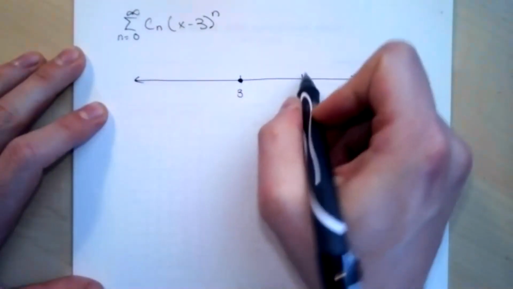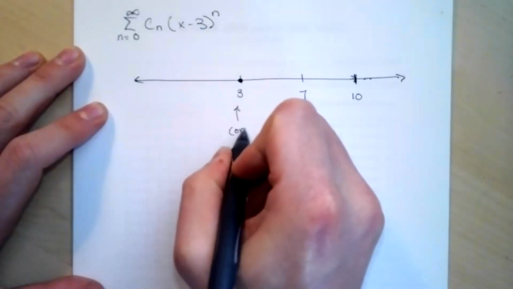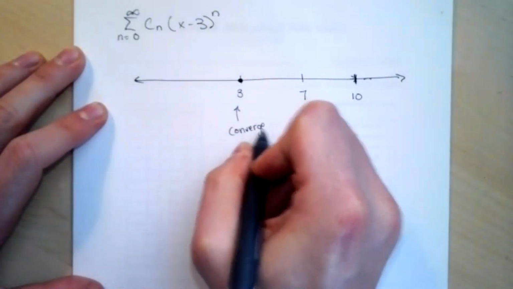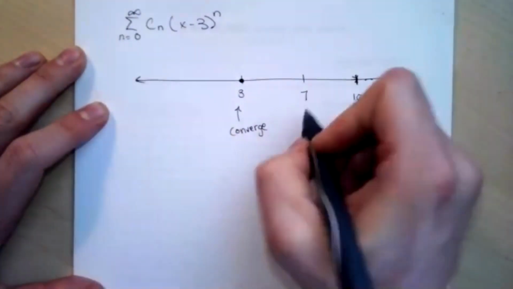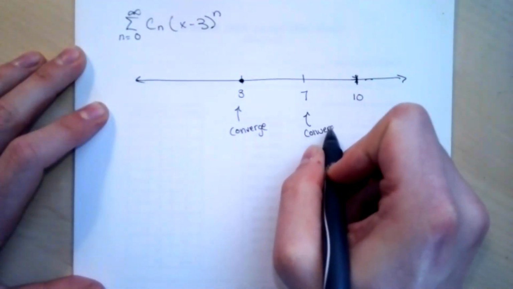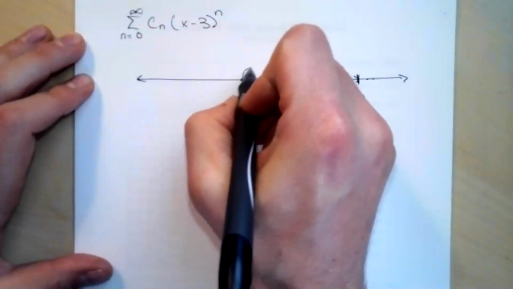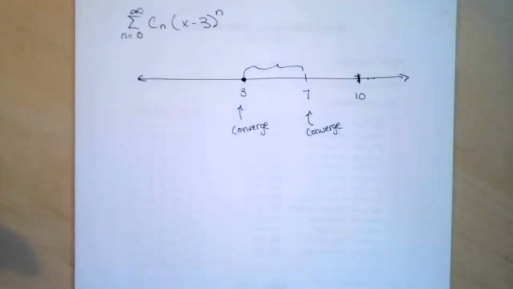So I know that at this point we converge. At this point, we also converge. What can I say about what's going on in between those numbers? I feel like those numbers would also converge. Yeah, right. This is by our radius of convergence.